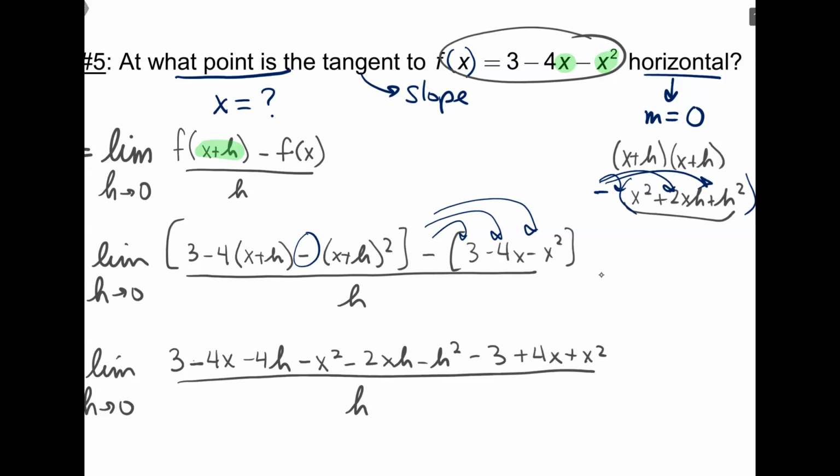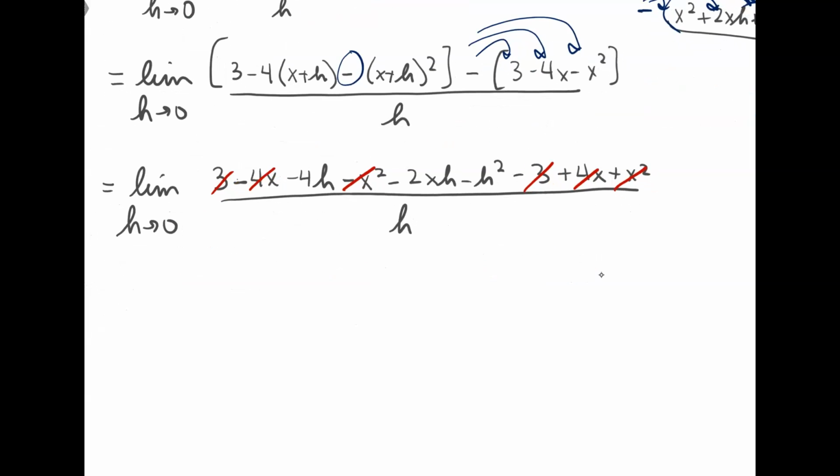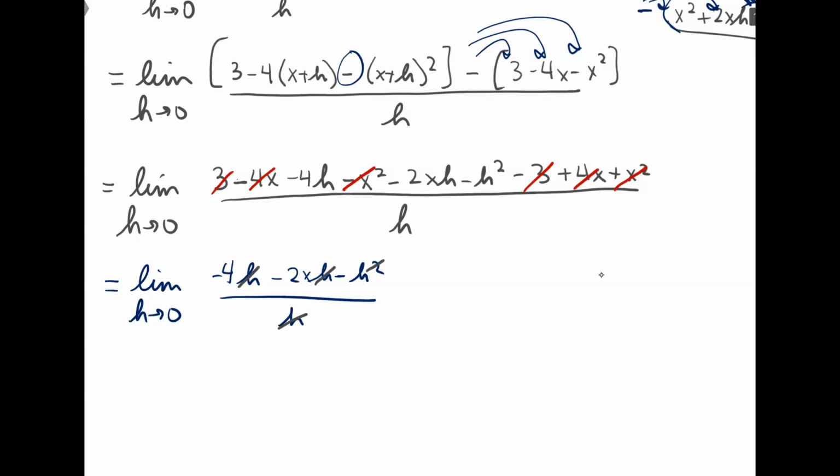Now I'm going to see if anything will cancel. x squared goes away, 4x goes away, 3 goes away. Awesome. And then, I could do it all in one line. I could cancel out the h, but I want to make sure we all see where it is coming from. Negative 4h minus 2xh minus h squared all over h. So every single one of these terms has an h in it.